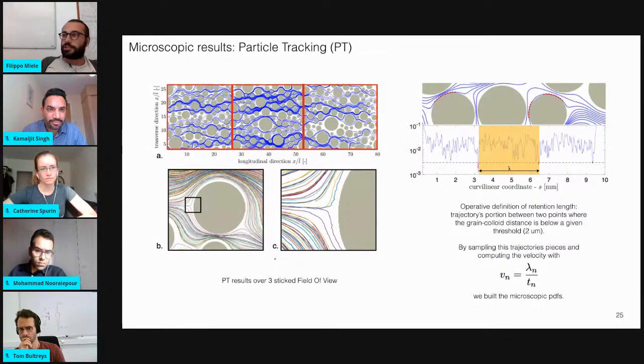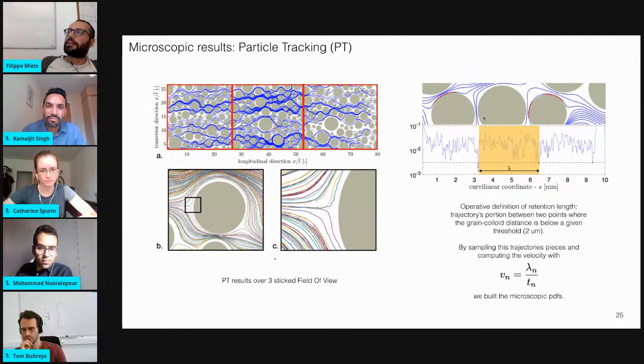By reconstructing the Lagrangian trajectory, we define a criterion to measure the correlation length. The correlation length is the piece along a single trajectory over which the particle gets closer than a given distance to the closest grain. For our experimental setup, this threshold distance was fixed at 2 microns. By identifying the point where the particle gets close enough to the grains, we put a flag. Then between 2 flags, for us, is a correlation length.